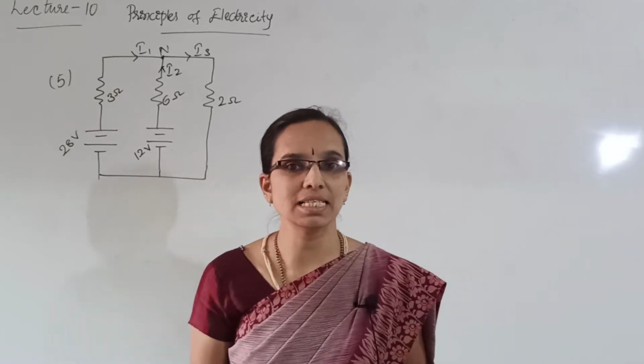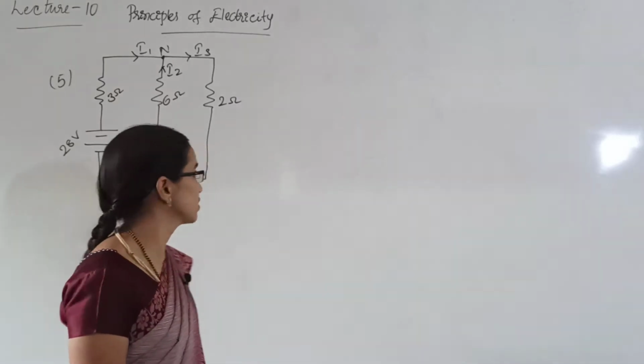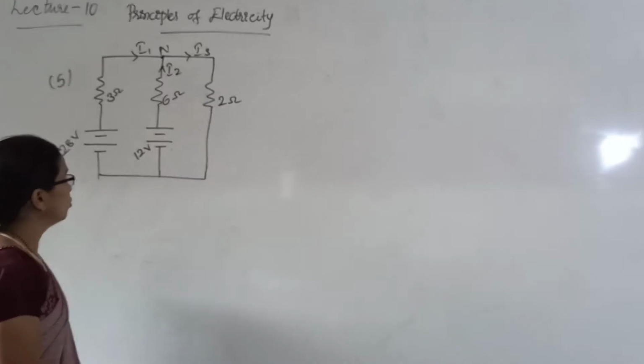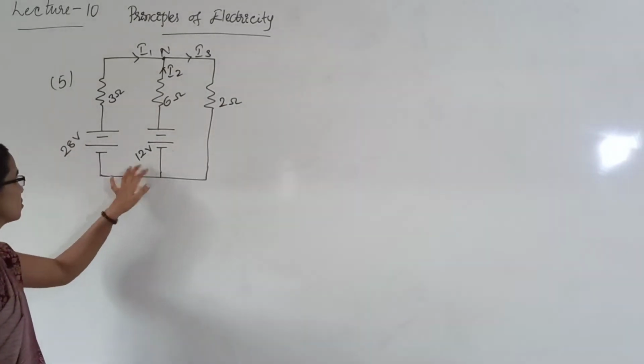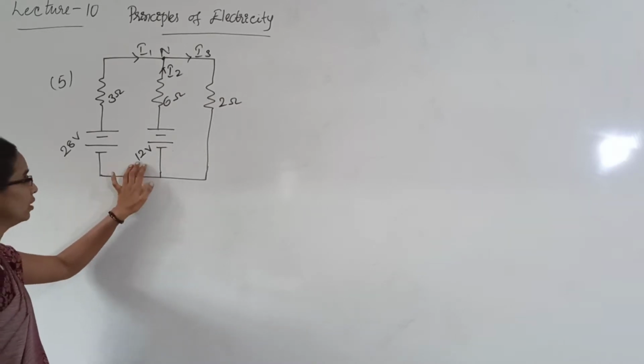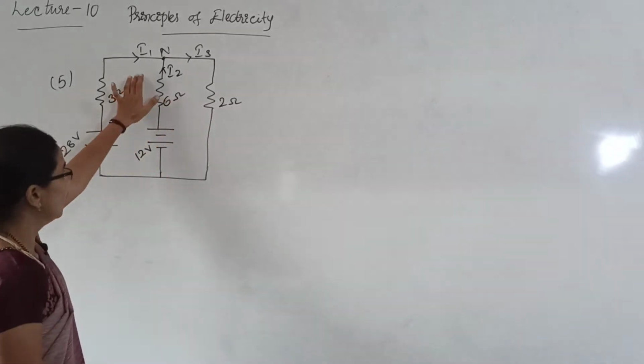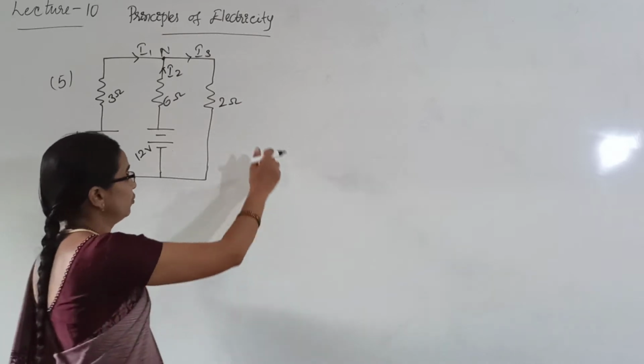Welcome back students. Let's continue with the problems on Kirchhoff's laws. The fifth problem is, here again two voltage sources are given, 28 volt and 12 volt, and 3 resistors are connected, and I1, I2, I3 we need to find out.